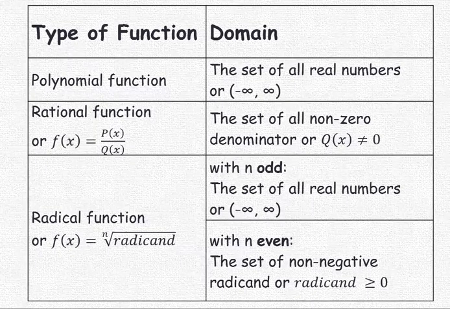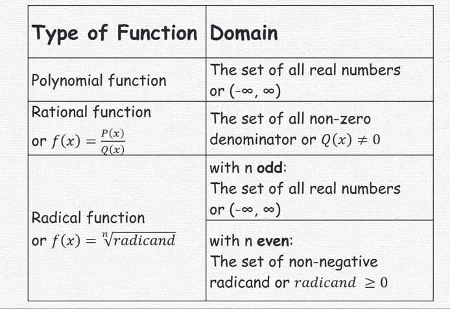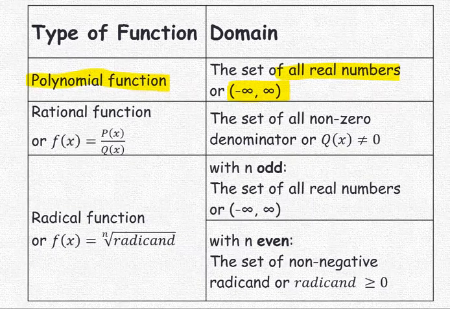Next, we are going to find the domain of the function. That would be easier to know the type of the function and then think about the restriction of that type of the function. For example, if we know that the function is the polynomial function, there is no restriction. Therefore, the domain would be the set of all real numbers, or we can write it in the interval form as the open parenthesis, negative infinity, comma, infinity, and then close parenthesis.